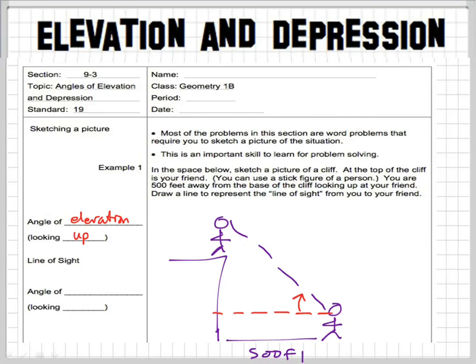And then the other one is the angle of depression. Now this guy standing on top of the cliff is going to be the one with the angle of depression, because if he were to look straight off in the distance horizontally, he would have to look down to look at you, his friend. So we say down right here. So that's the angle of elevation and angle of depression.